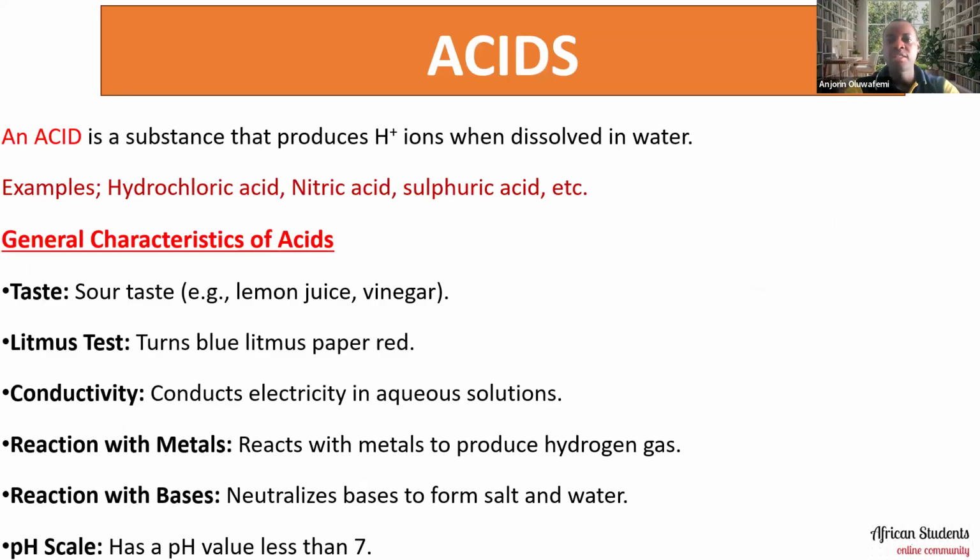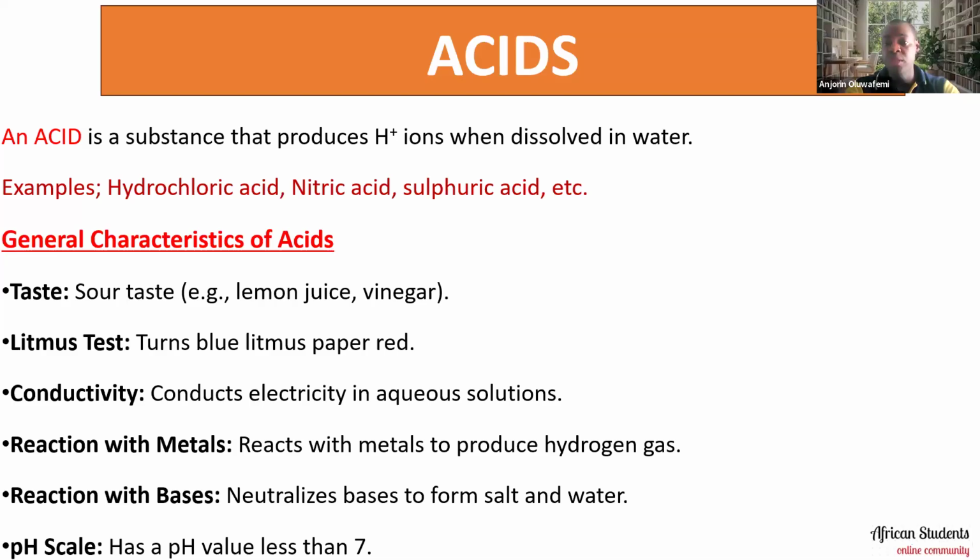So let's start off by defining what an acid is. We will say that an acid is a substance that produces hydrogen ion when dissolved in water. That is what an acid is. It will produce hydrogen ion when dissolved in water. And examples of acid include hydrochloric acid, HCl, nitric acid, HNO3, sulfuric acid, H2SO4.